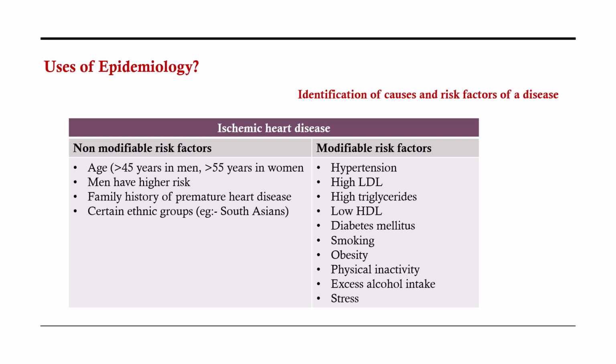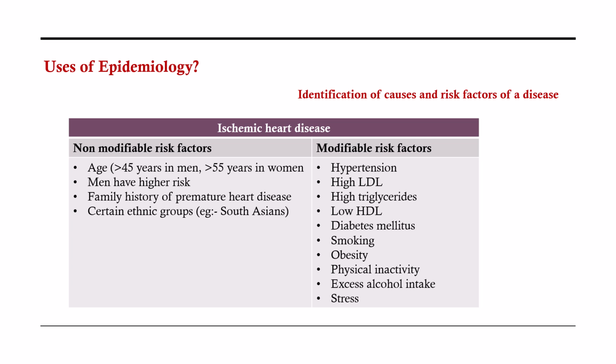Non-modifiable risk factors: the first one is age, more than 45 years in men and more than 55 years in women. In the previous slide we discussed that up to the age of 55 years, women have some protection because of the presence of estrogen. Men have higher risk of developing ischemic heart disease. Family history of premature heart disease: those with a family history of heart disease will have higher risk of development of ischemic heart disease. Certain ethnic groups, such as South Asians, have higher risk.